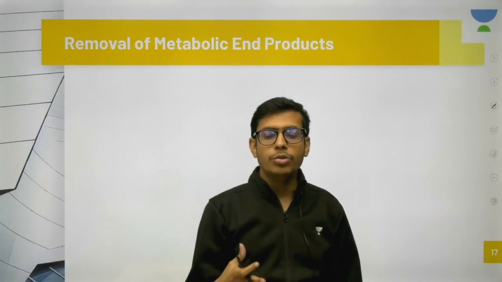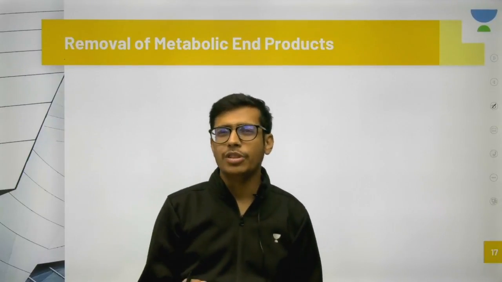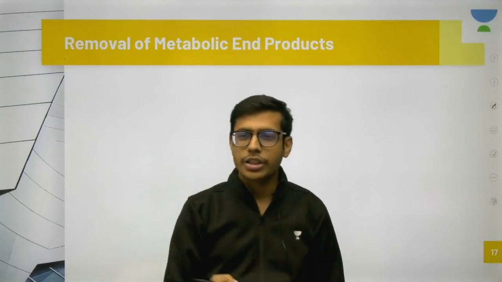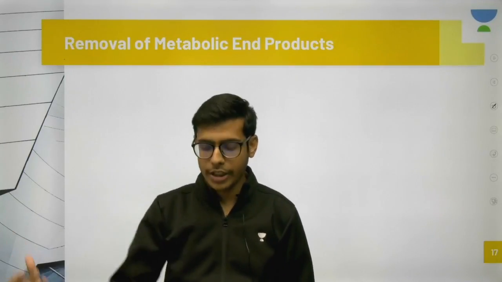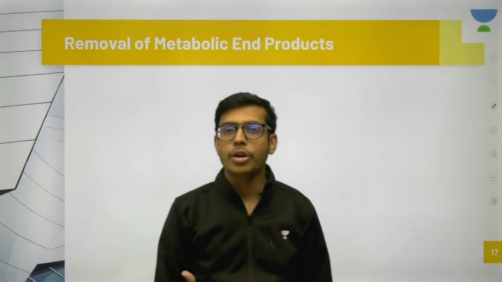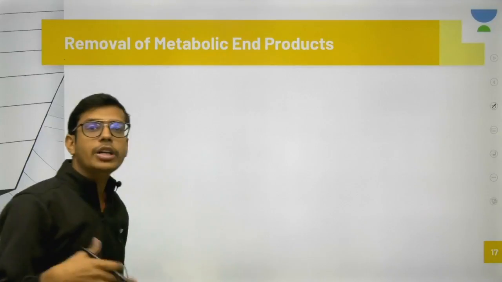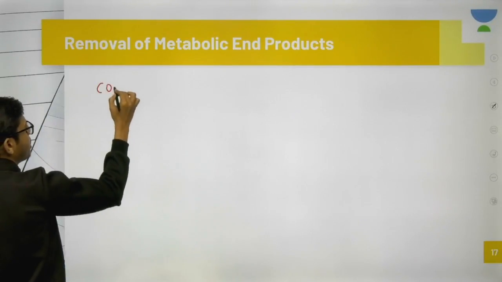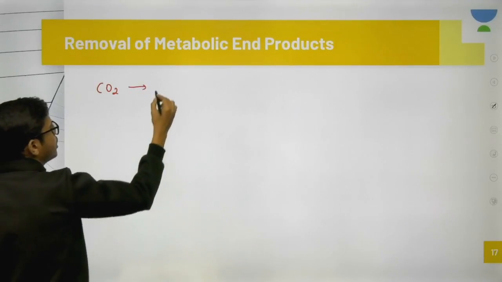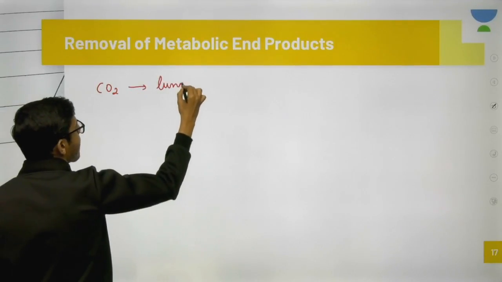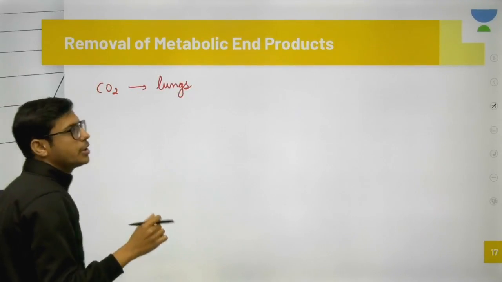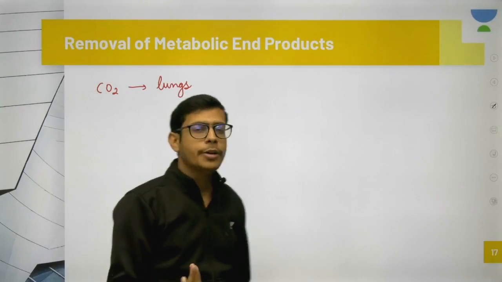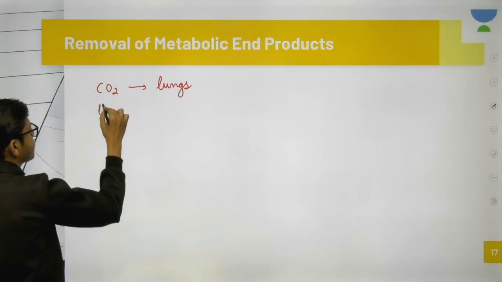Now talking about the removal of metabolic end products. Obviously, if we take in nutrients, we have to remove the metabolic end products, which is again a very important point. So what are the metabolic end products? It is very simple. Carbon dioxide is the first metabolic end product. Now this carbon dioxide is removed from the lungs. What would be the second metabolic end product?